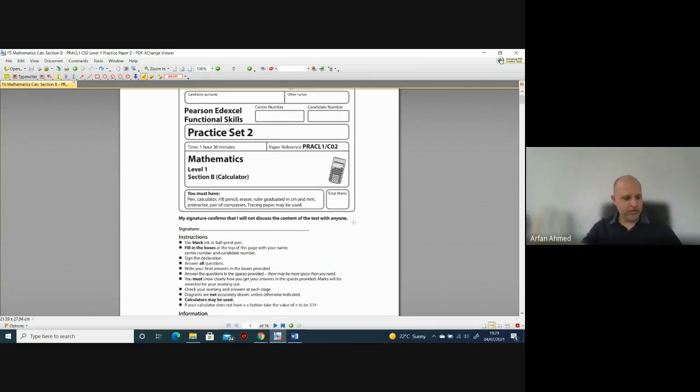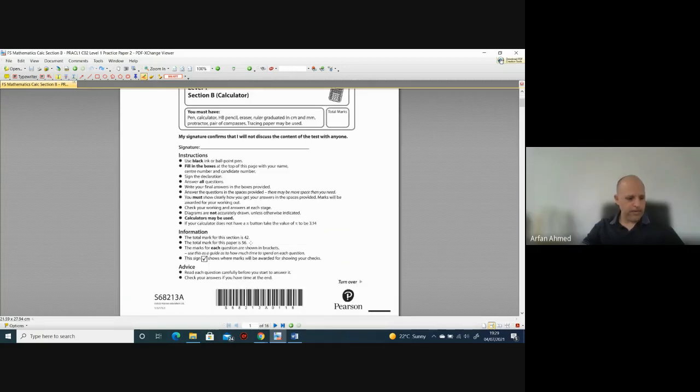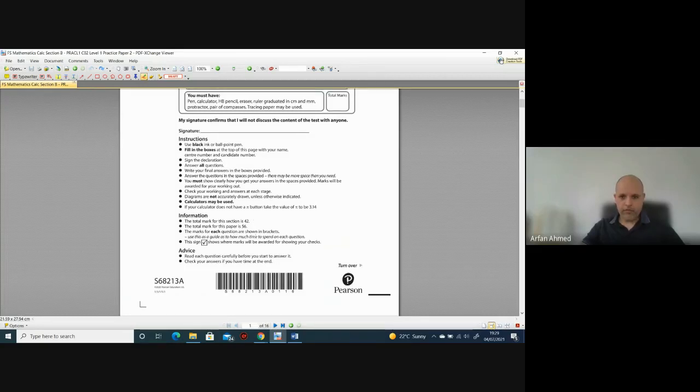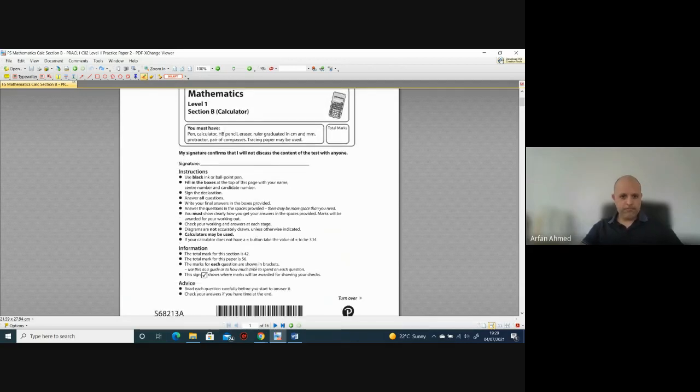Obviously, everything will be provided to you in the exam. Just bring your mask, glasses, if you have any, and any ID as well. Everything else will be provided for you. So section B, total marks for this section is 42 marks. So with section A altogether, you'll have a total of 56 marks.